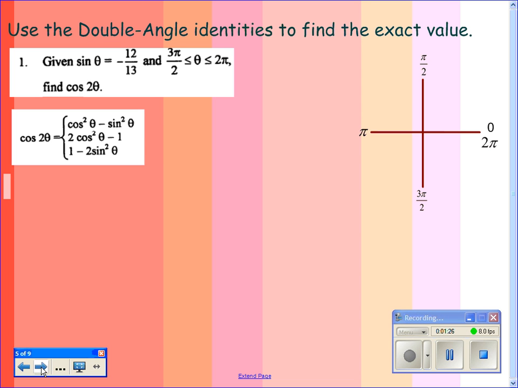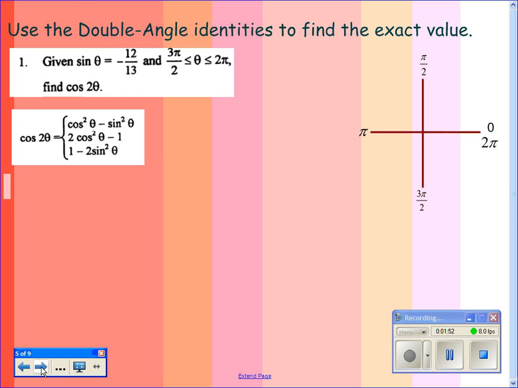Example 1. We want to use the double angle identities to find the exact value. So we're doubling an angle and we want to find the value of that doubled angle. We're given that sine of theta equals negative 12/13, and we know that theta lies between 3 pi over 2 and 2 pi. So theta, our angle, lies in the 4th quadrant.